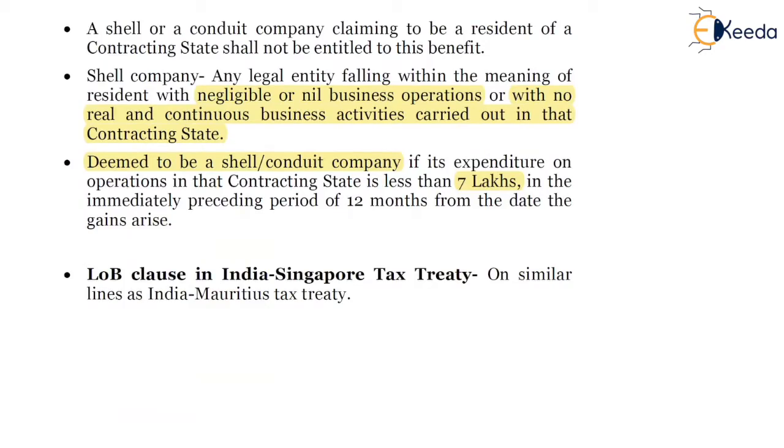Similarly, such an LOB clause has been introduced in India-Singapore Tax Treaty as well, and the terms and conditions are similar to India-Mauritius Tax Treaty. So, in both the cases, LOB clause has been introduced by way of protocol in India-Mauritius Treaty, in India-Singapore Treaty, and the loophole which has been plugged is no more the capital gains benefit will be available to the companies which are in Mauritius, Singapore respectively.